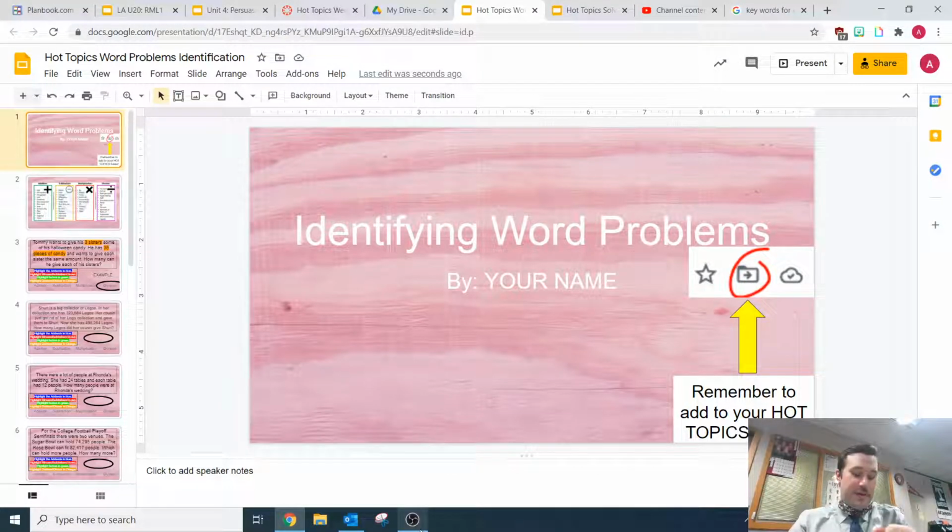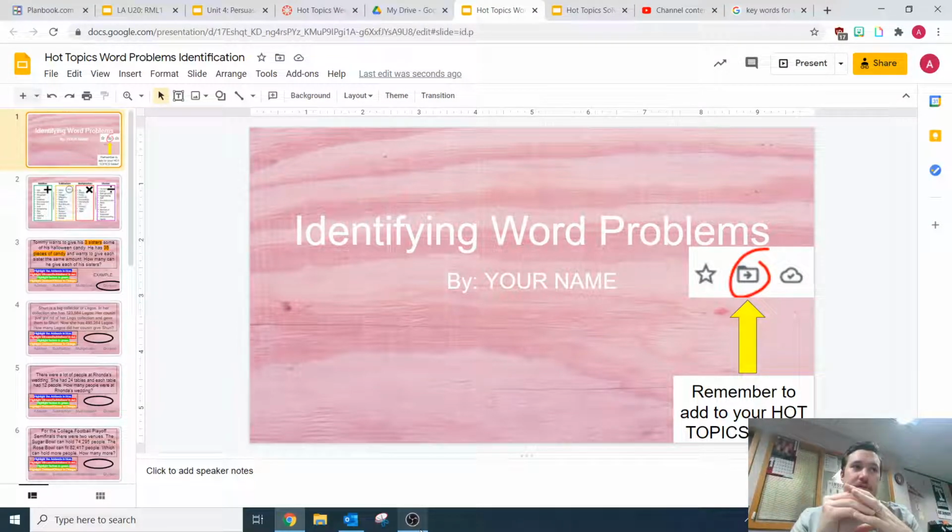This week we are going to be focusing on identifying and solving word problems. So we've done this before. We've done this with addition, with subtraction, with multiplication, and we've done a few with division. Now we're going to put them all together.